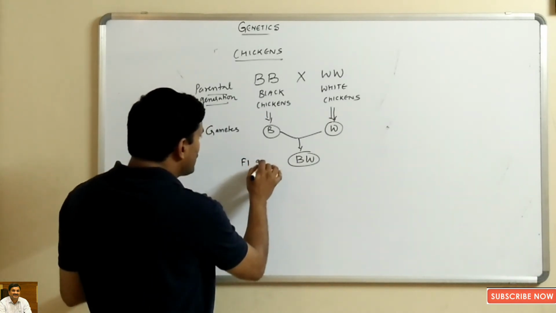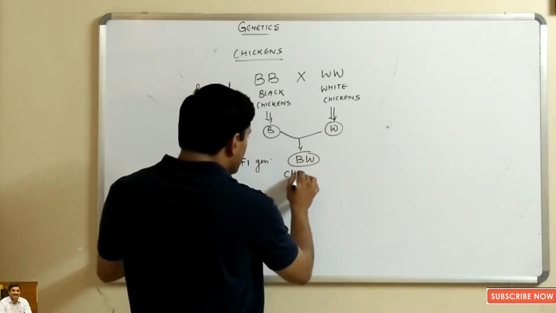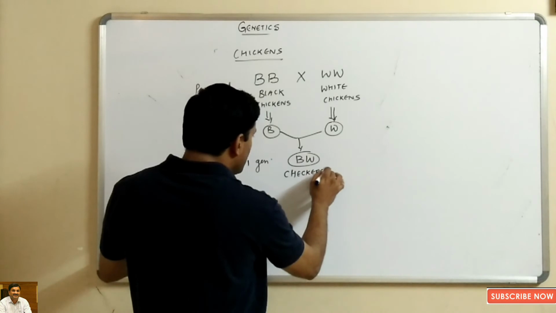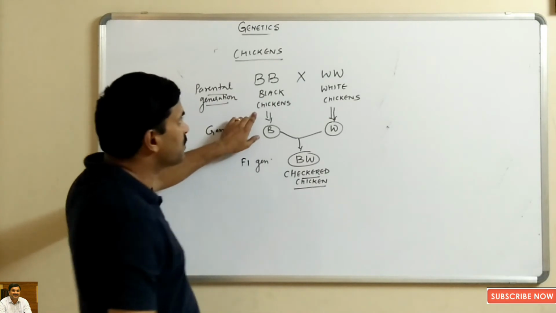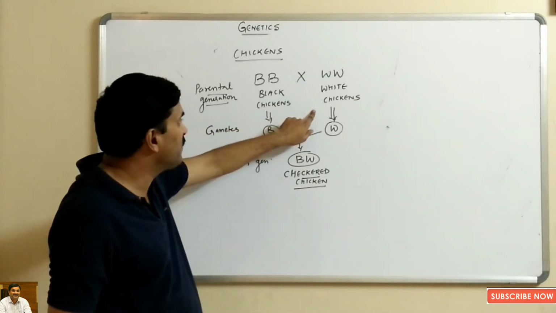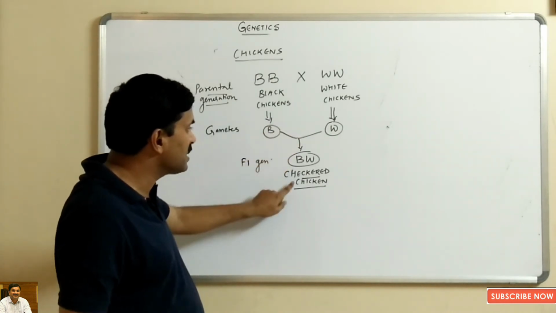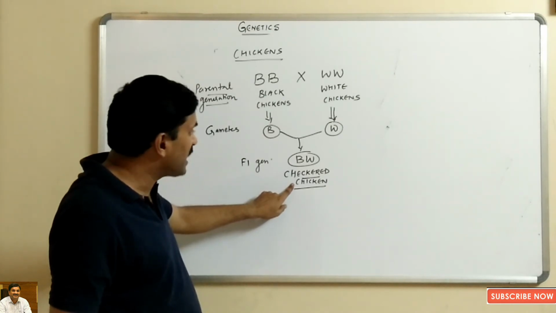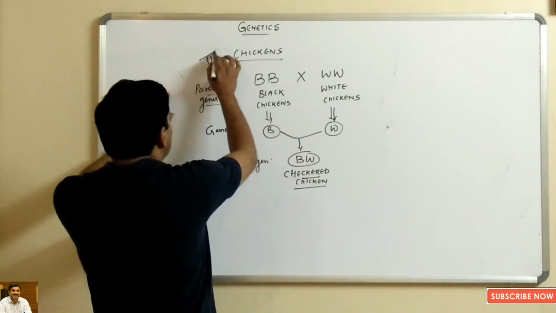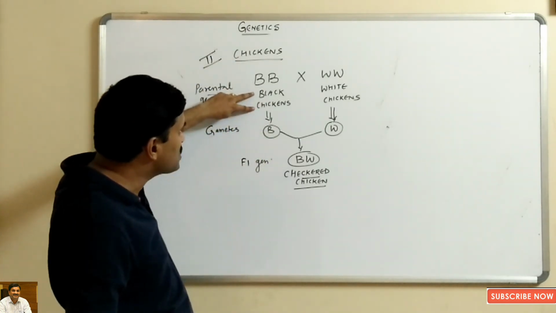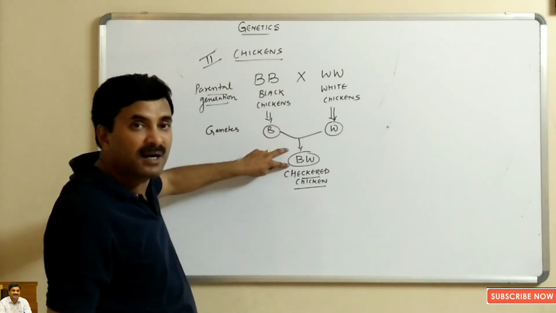Now this is the F1 generation, and we get the checkered chicken. The checkered chicken is different from the black and the white chickens. So a new phenotype we got in the F1 generation, and this is known as a checkered chicken. So again, the example of the chickens is a good example to explain codominance, where the black chickens when crossed with the white chickens, we get checkered chicken in the F1 generation.